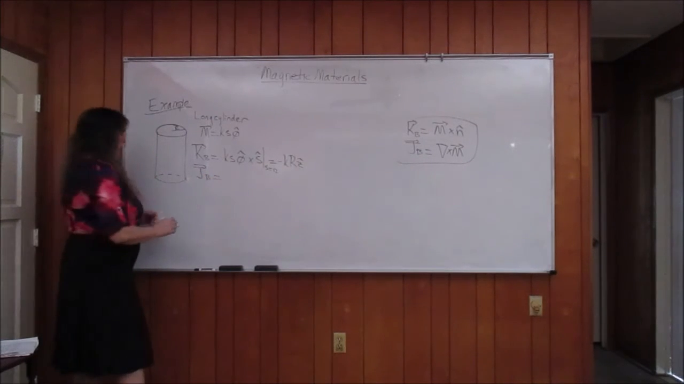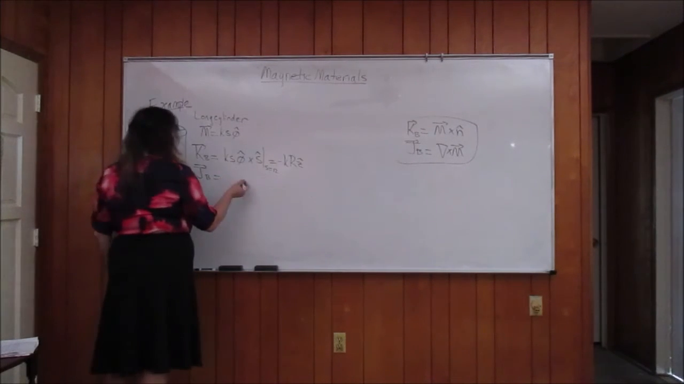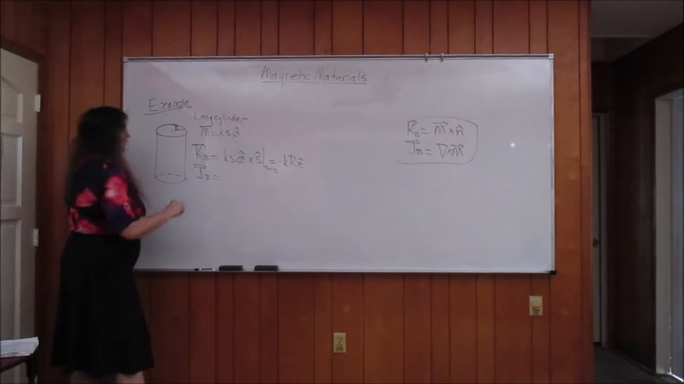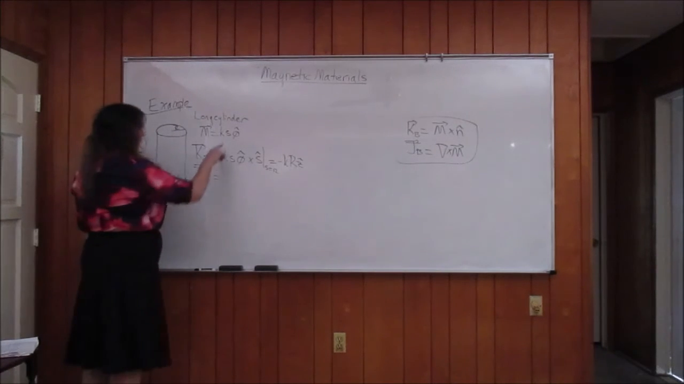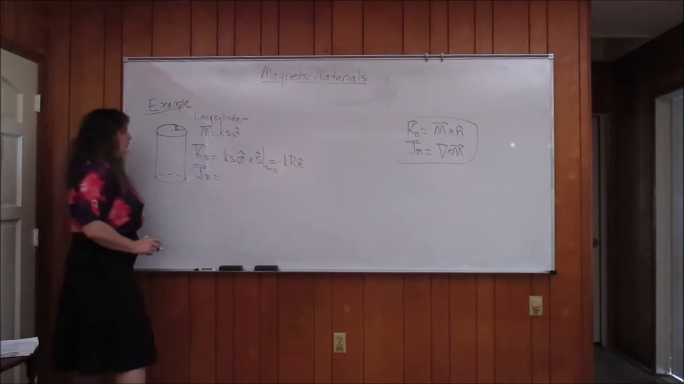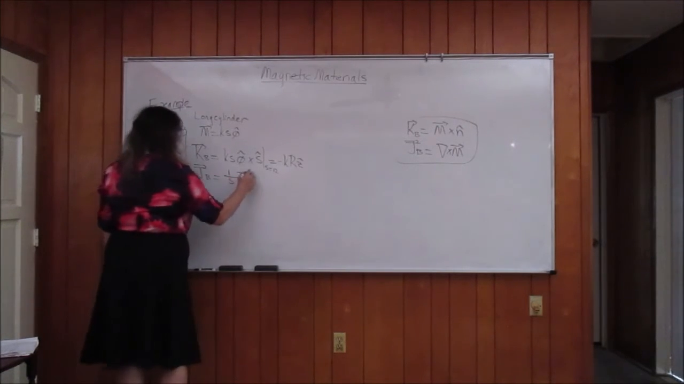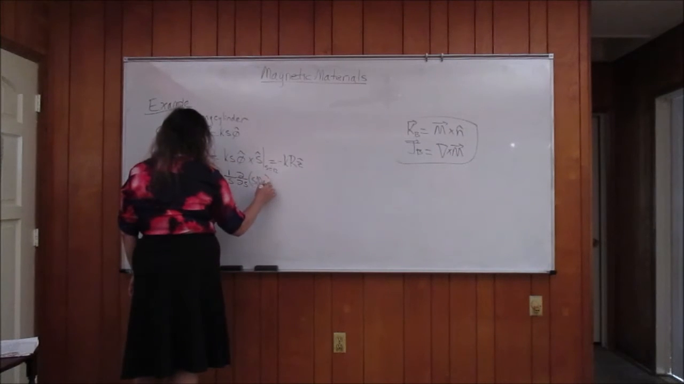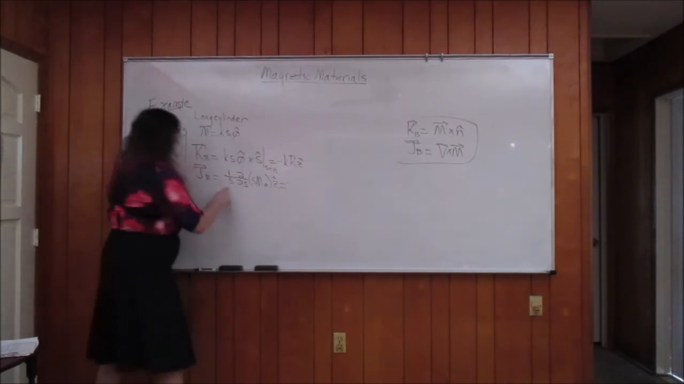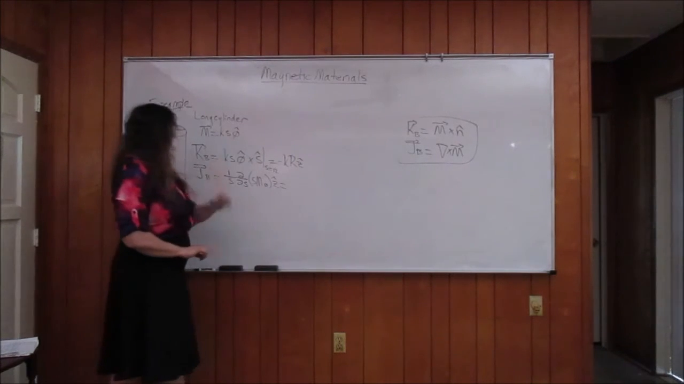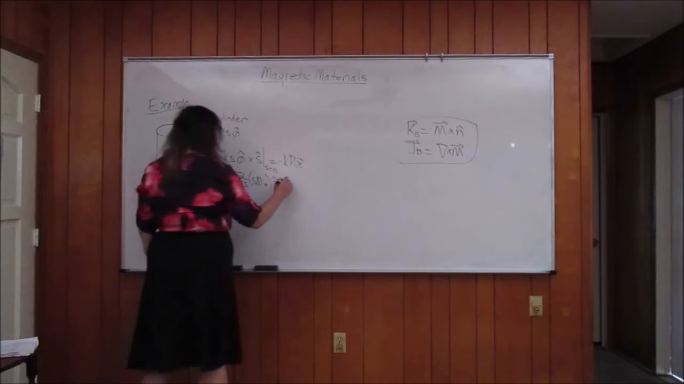Now what about the volume current density? In this case, magnetization is only in one direction. It's only in the circumferential direction, and there's only dependence on the radial component. So therefore, the curl in this case only has one surviving term. And that is 1 over s partial derivative with respect to s of s times the M component of phi. And that's in the z direction.